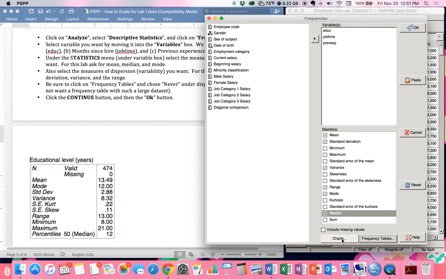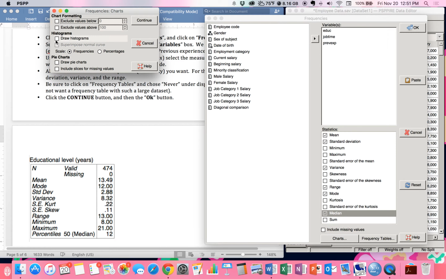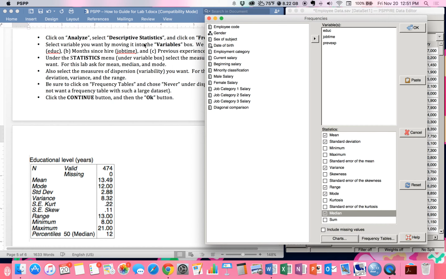Now if I wanted a histogram, I could click charts and I could click draw histogram, superimpose, but I know, right, that job category or education level might be nominal level of measurement. We'll find out.